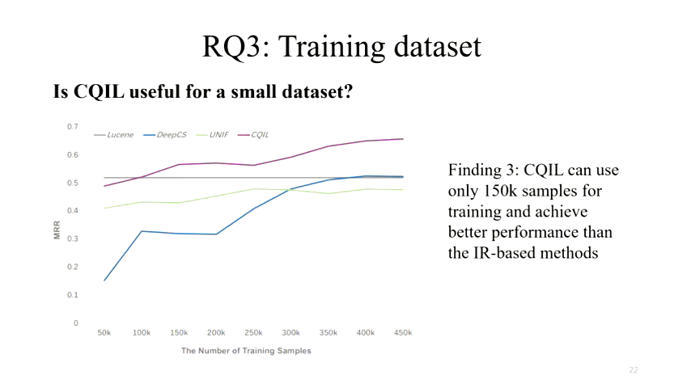The third research question: is COIL useful for a small dataset? From the line chart, we can find that with different sizes of training datasets, COIL outperforms DeepCS and UNIF. Even when trained on 115,000 samples, COIL outperforms the IR-based methods by 4.7%. So we have the third finding. COIL can use only 115,000 samples for training and achieve better performance than the IR-based methods.